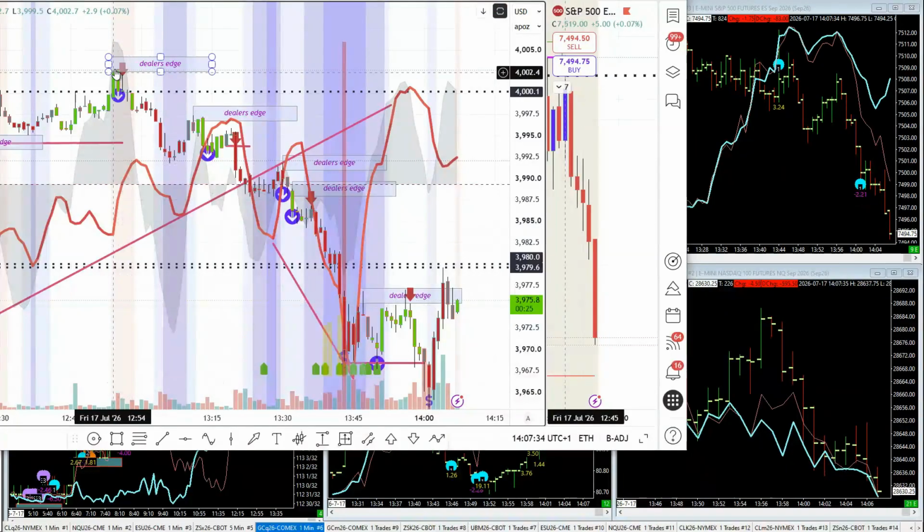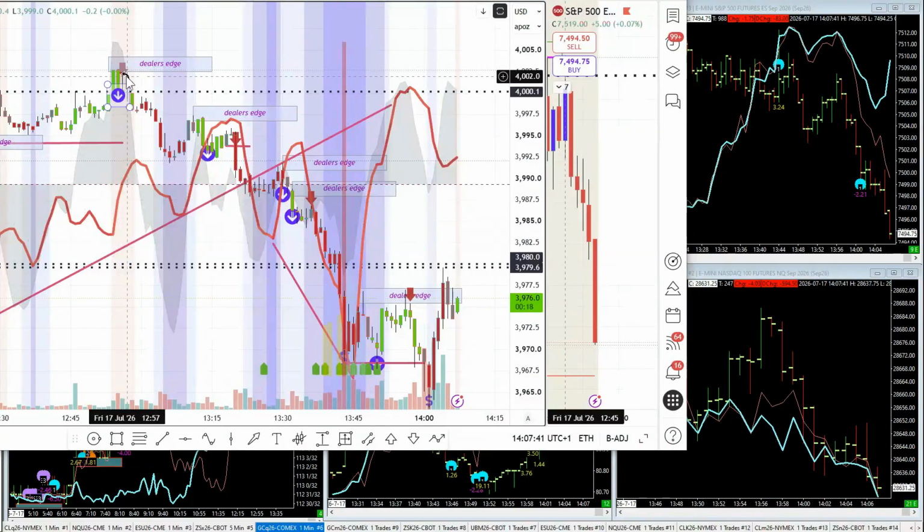Can we agree that there is a pivot price right above it and there's nothing else above it? There's nothing else to the left, right? So we know that the seller came from that price. So if the price were to retest that dealer's edge, should you not be getting short?